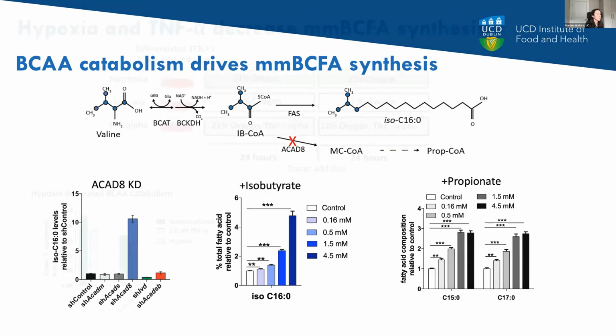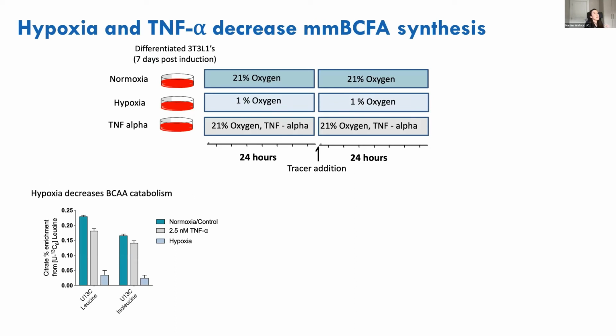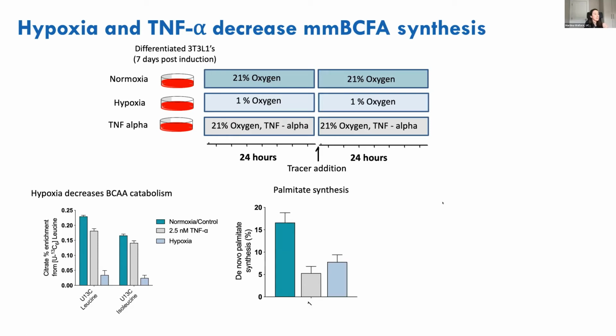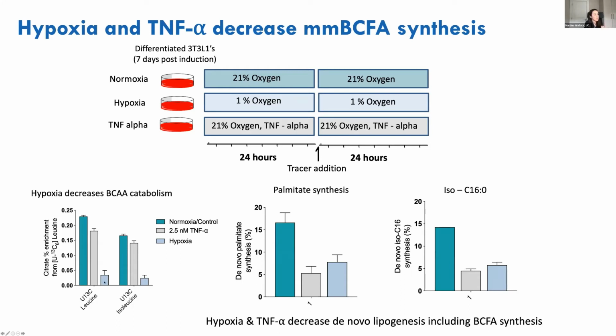So then finally, we wanted to see whether these are modulated by factors that play a role in adipose tissue dysfunction. I previously showed that hypoxia decreases branched chain amino acid catabolism. In addition to this, hypoxia also decreases normal de novo lipogenesis. Here I'm showing palmitate synthesis. TNF-alpha is also a potent suppressor of de novo lipogenesis. So combined, this disruption in branched chain amino acid catabolism and this decrease in de novo lipogenesis means that both TNF-alpha and hypoxia decrease the synthesis of these branched chain fatty acids.